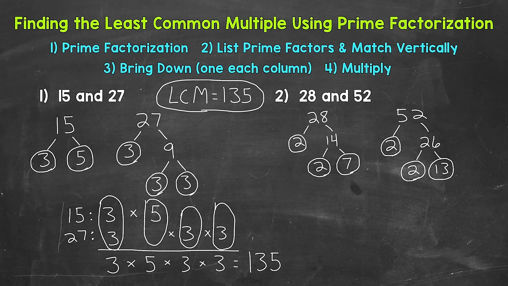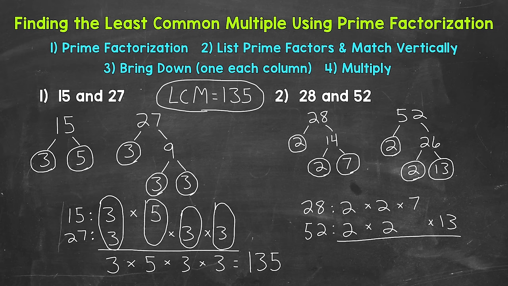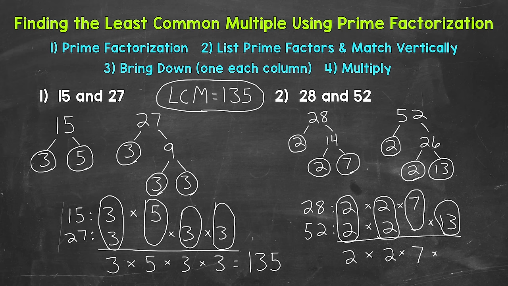Now we need to list the prime factors and match them vertically. For 28, we have 2 times 2 times 7. For 52, we have 2 times 2 times 13. Now we need to bring down. So we have a column of 2's here, so let's bring down a 2 to represent that column, times another column of 2's, so let's bring another 2 down, times 7, times 13. So we have 2 times 2 times 7 times 13 to get our least common multiple.